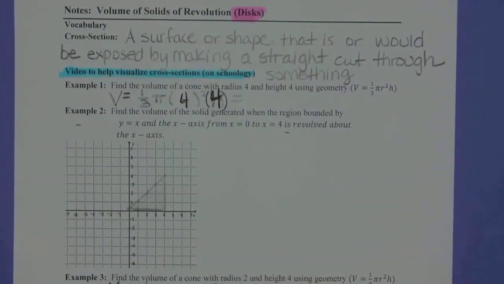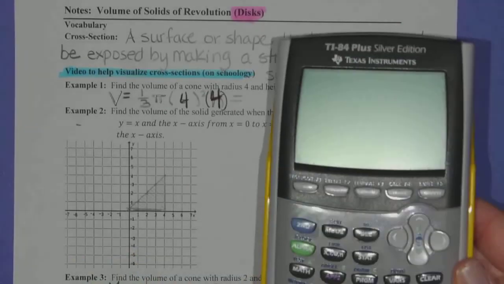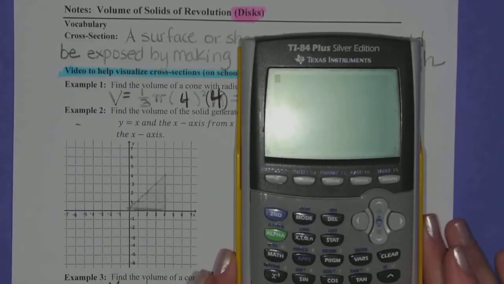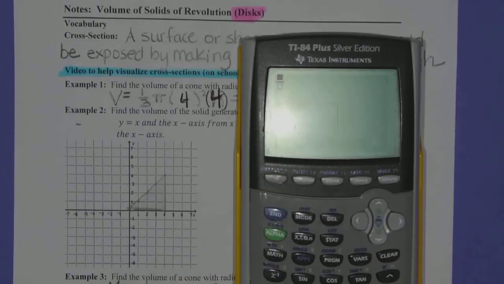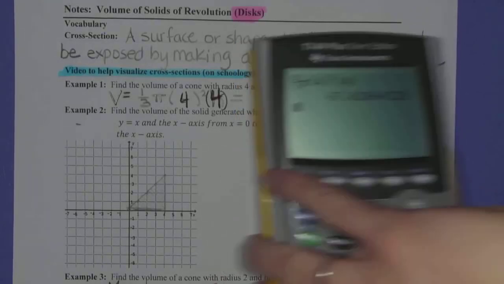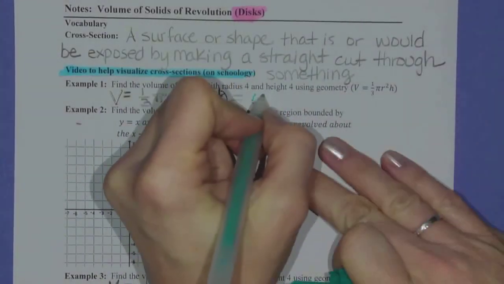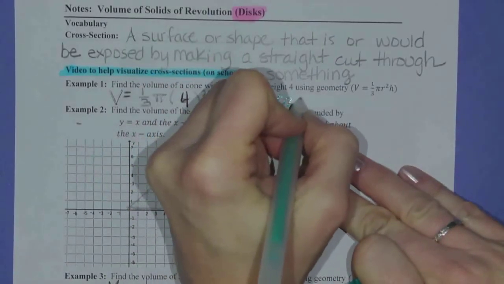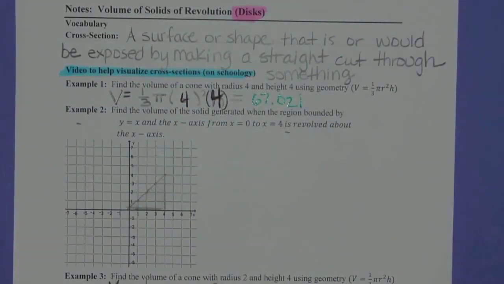I'm just going to go to my calculator at this point, and you can too. Let's type that in: 1/3 pi times 4 squared times 4. And I'm getting 67.021. So I'm going to write that down: 67.021. Okay. Let's go to the next example.